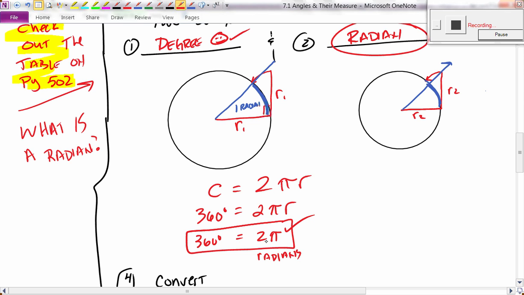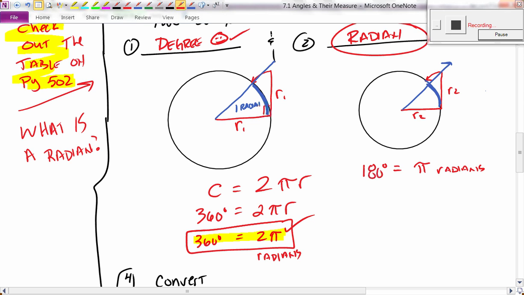What if I divide both sides of this box that I have here, I'll highlight for you, by 2? What do I get? 180 degrees is equal to how many radians? Pi radians. So when you're talking about 180 degrees, you're also talking about pi radians.